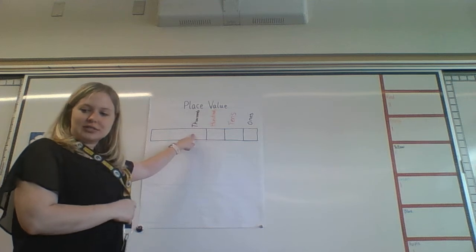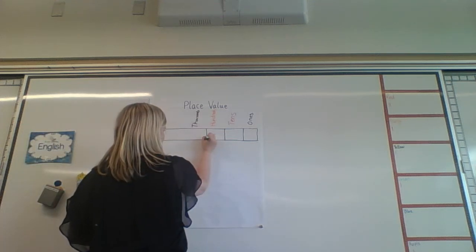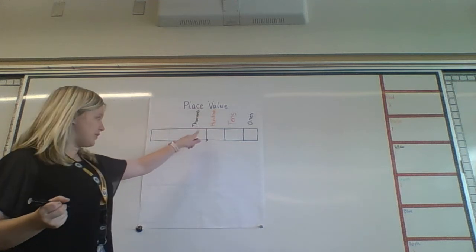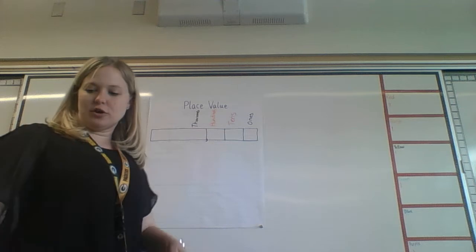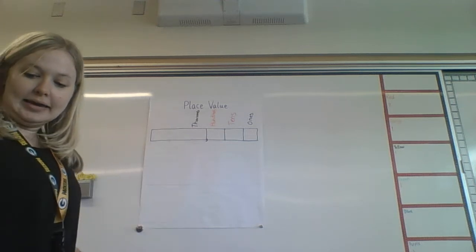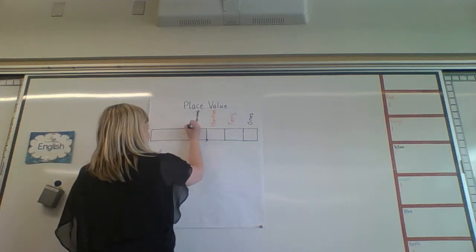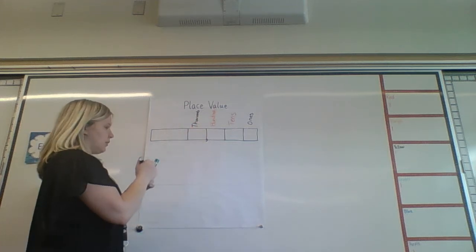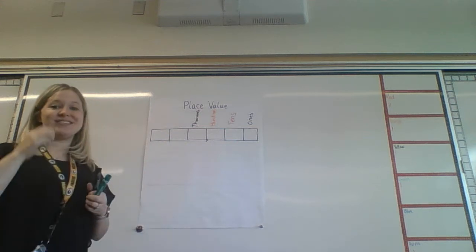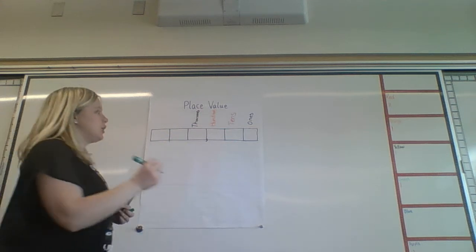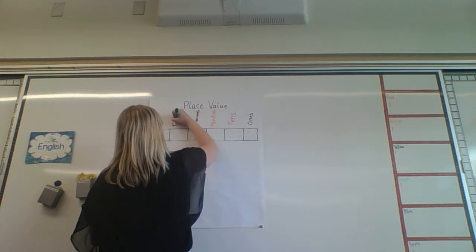After our thousands, any digit here represents 1,000. We would use a comma right here to show that this is the hundreds, tens, ones. We're moving on to our thousands. After our thousands, we move on again to the next place value. Our next digit, the next place in our place value, right here, is our 10,000s. Ones, tens, hundreds, thousands, 10,000s.